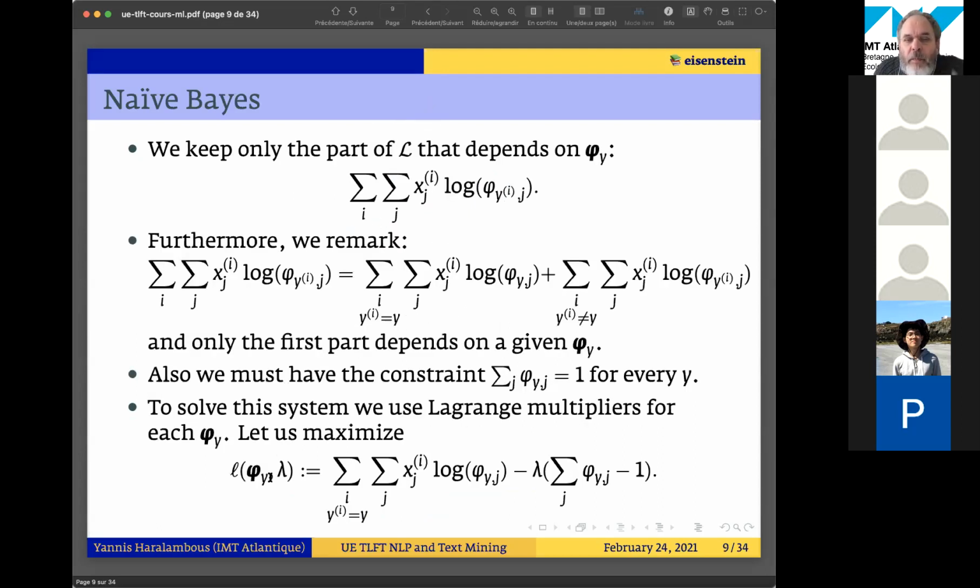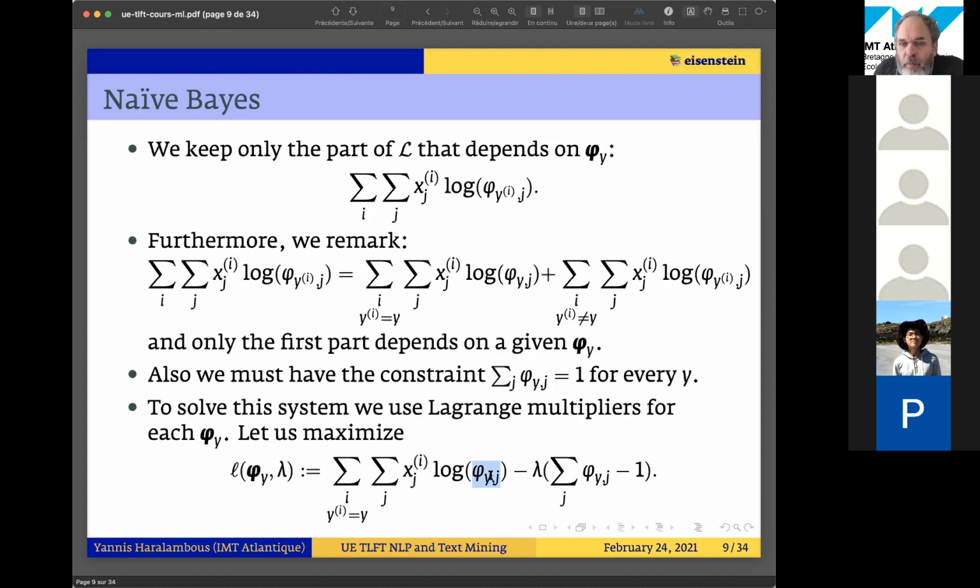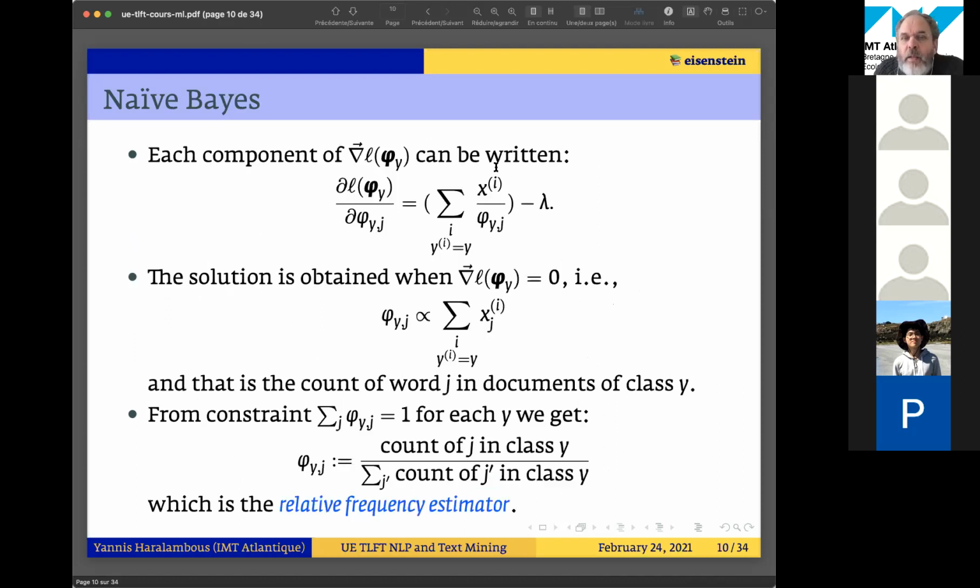Here I have the formula. What happens if I take the derivative? I have this part, where this is a multiplicative factor. Then I have the log of what I want to derive. So what is the derivative of the log? It's 1 divided by this, multiplied by the derivative of this, but this is exactly phi y, so it's 1.